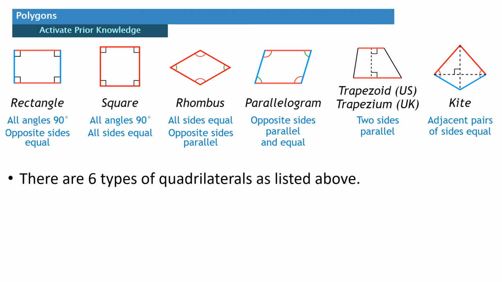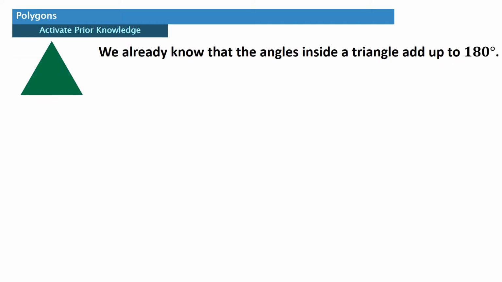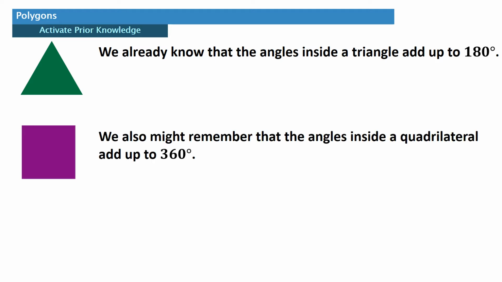But what can be different is that they can have different angles. So some of them will have all equal angles of 90, like the rectangle and the square. Some of them will have pairs of angles. We already know that the angles inside a triangle add up to 180 degrees. But how about a square? So we know that the interior angle sum inside a quadrilateral adds up to 360 degrees. But how do we know this?